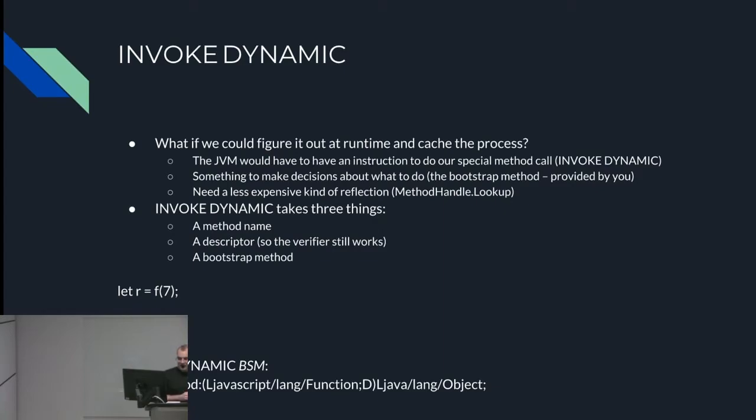So invokedynamic itself takes 3 things: a method name, a descriptor, so that the verifier still works, and a bootstrap method. And we'll talk about the bootstrap method later. So if we were generating our call in JavaScript, we would load wherever f lives, load our constant 7, and then create an invokedynamic that says, okay, for our bootstrap method, we want to run some JavaScript method. It takes a JavaScript function and a double, and it is going to return us an object. That is what I need you to do, make it happen.